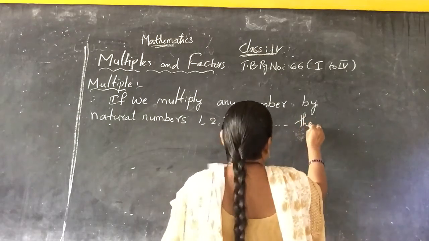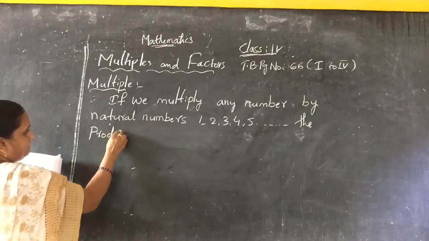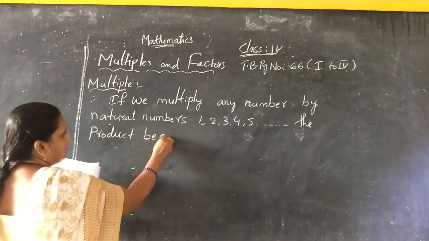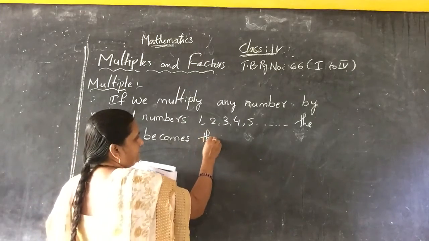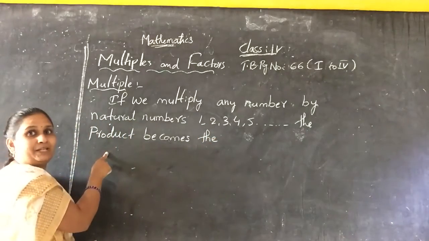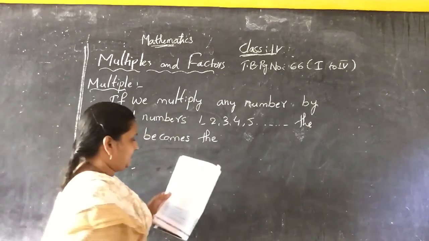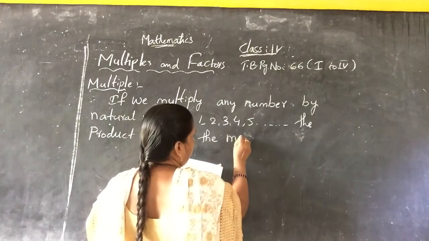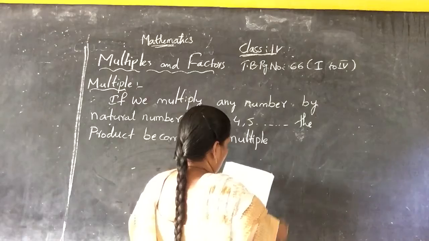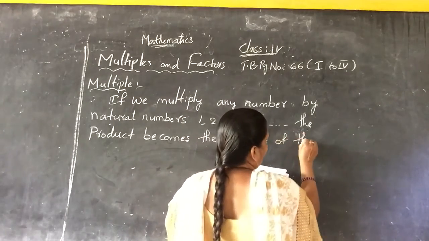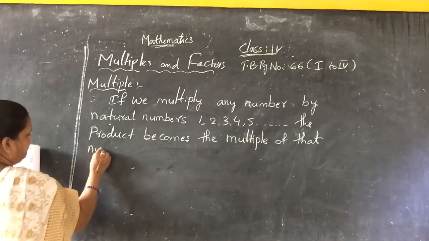As the product becomes the multiple of that number. After multiplying we get the answer, that is called the product. Okay, the product becomes the multiple of that number.